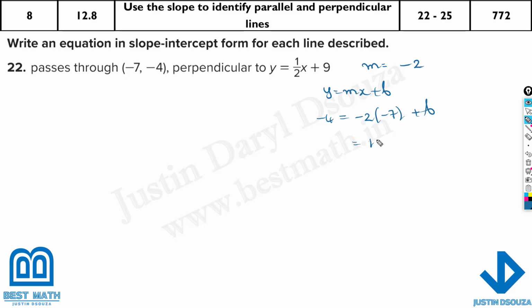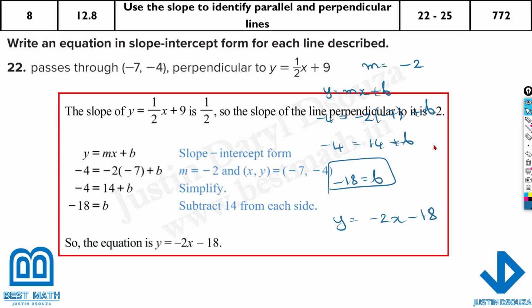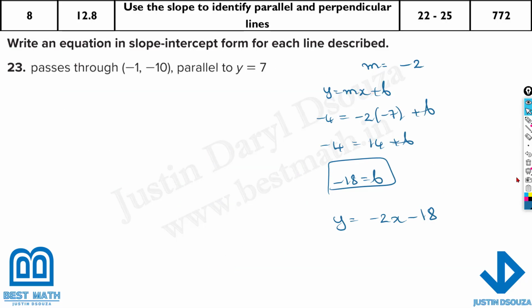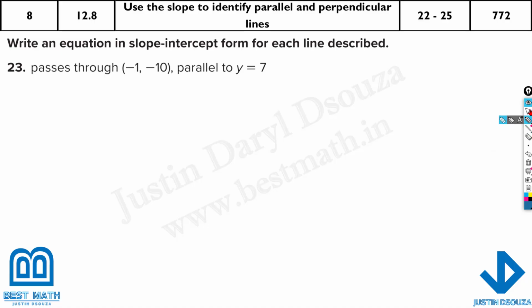It is going to be positive 14. That goes to the other side, will be minus 14. So it will be minus 18 equals b. So this is enough, but the equation, if you want to write it out, will be minus 2x minus 18. So that's the solution. What about over here?